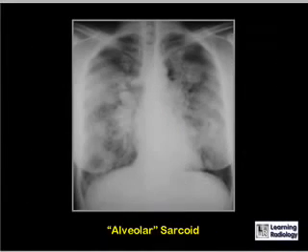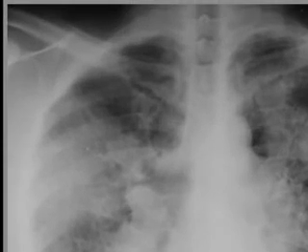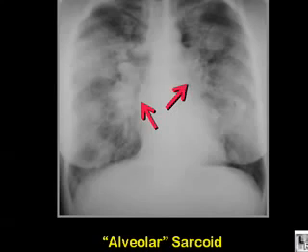And this is an example of alveolar sarcoid. At first glance, this looks like airspace disease. If you look carefully at the periphery of the disease, you can see that it's actually interstitial in nature. The red arrows are pointing to the bilateral hilar adenopathy.